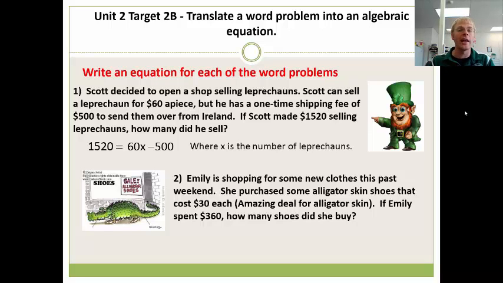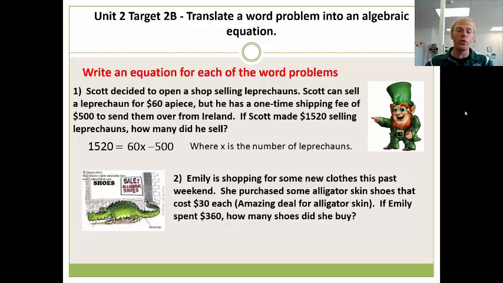Let's look at one more example together here. Emily went shopping for some new clothes this weekend, and she saw some awesome alligator skin shoes for $30 each, which is a pretty great deal. Since they were such a great deal, she went nuts, and she spent $360 on her shoes. Well, how many did she buy? We want to write an equation to solve this.